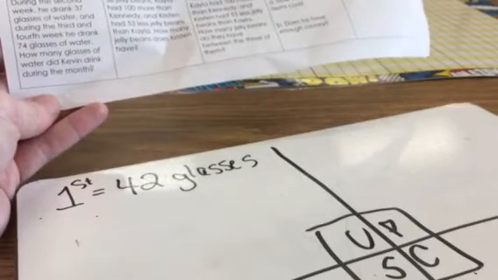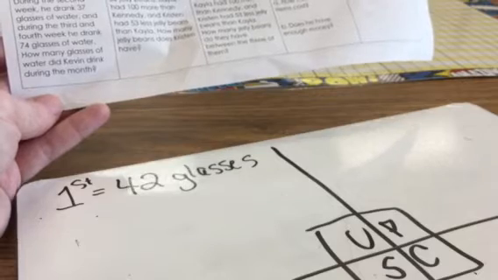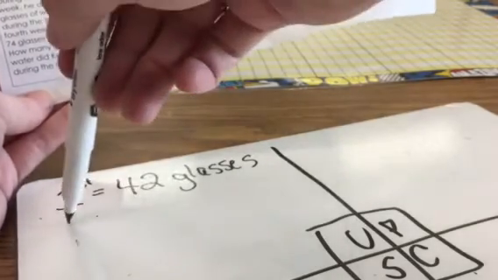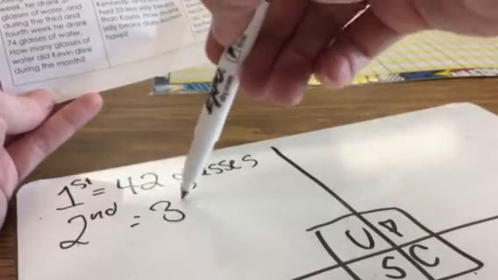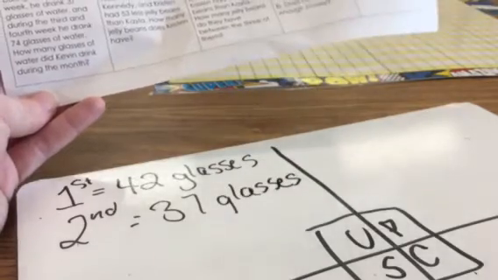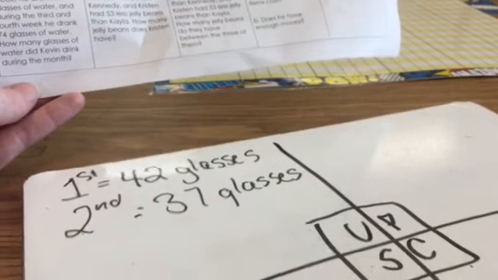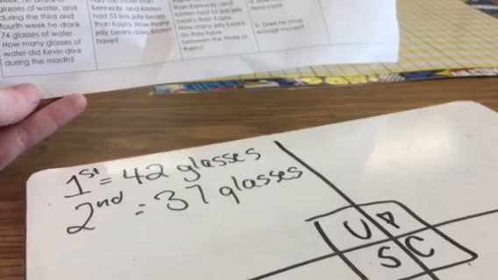During the second week, he drank 37 glasses of water. Before I go on to the "and" part, I'm going to do that first part of the sentence. So it says during the second week, he drank 37 glasses. And remember, we don't need to rewrite the sentences. We need to just pull out the important information and their labels, because labels are important. Otherwise, we don't know what 42 means or what 37 means.